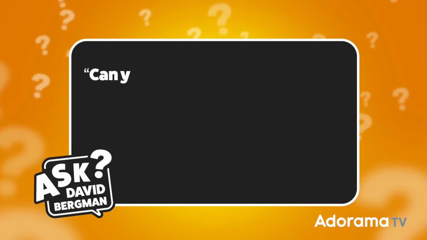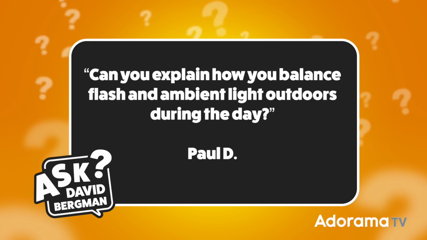Today's question was sent in by Paul D, and he wants to know, can you explain how you balance flash and ambient light outdoors during the day? Okay, so of course, when we're referring to ambient light, we're just talking about the existing light that's in the environment, whatever that is. If it's at night, it might be light coming off the buildings. It could be moonlight, but during the day, of course, it's usually going to be sunlight, whether it's diffused light or direct light. That's all the ambient light that's going to exist in the environment, and that's going to affect our photographs.